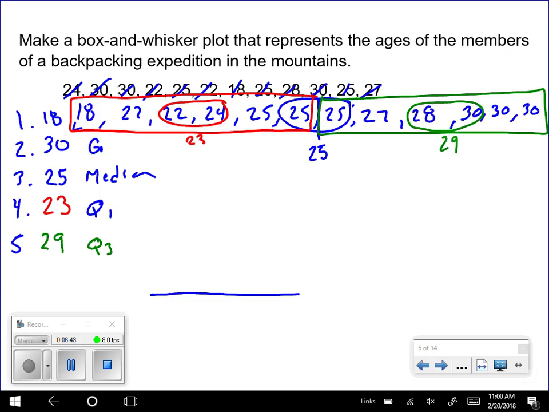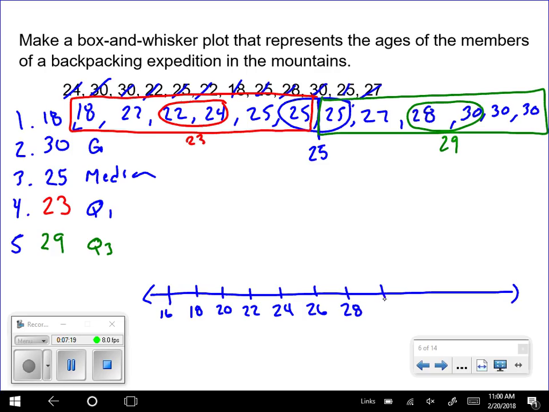Now I'm going to make a number line. Whenever I'm working with my number line, I want to make sure that I can fit all my numbers on here. So sometimes I go by 2s, sometimes I go by 3s, but I just need to make sure that I have all the numbers. So we'll start with, maybe I'll go by 2s going from 16. And obviously I don't need to go that far, but I was just filling up the graph.